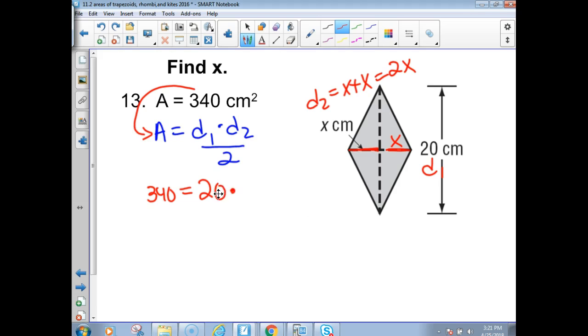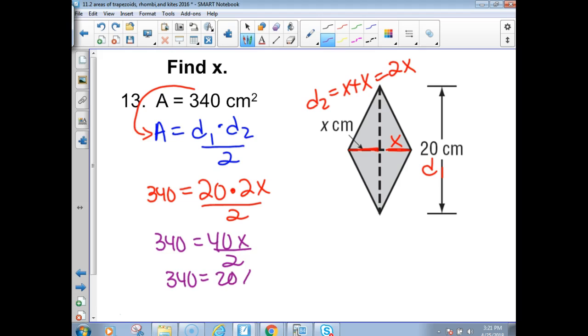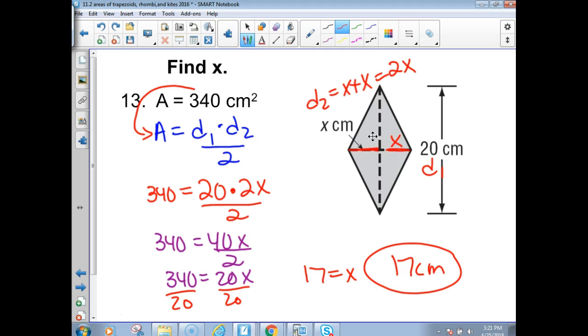All right, so I put 20 times 2X divided by 2 into my formula. All right, now I continue. 340 equals 40X divided by 2. 40X divided by 2 is 20X. Divide both sides by 20. And I got 17 for the length of the diagonal, or for X. Now that thing's not to scale, but I wanted to make sure I thought of it being 2X there, because it sure looks like that arrow only meant that for the little piece right there.